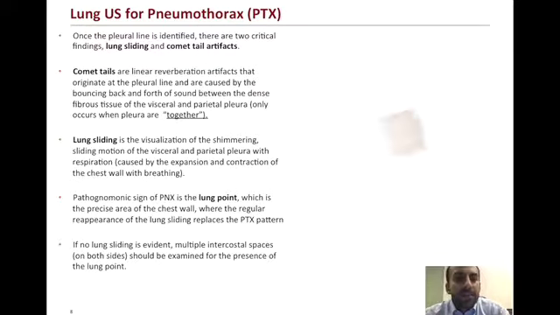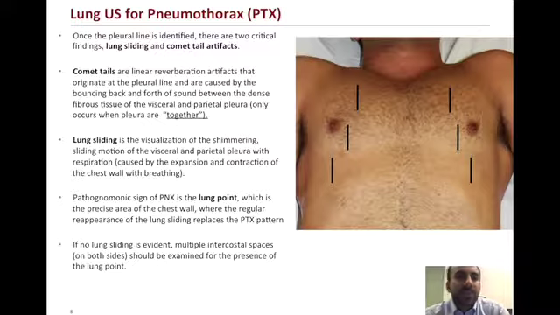It's very important to identify 2 specific strategies when it comes to the evaluation for lung sliding. One, we're looking for comet tails, which are these linear reverberation artifacts that occur at the pleural line and are caused by the bouncing back and forth between the dense fibrous tissue of the visceral and parietal pleura. So when these 2 pleura are together and sliding across each other, they will cause these reverberation artifacts called comet tails. And this shimmering pattern will be demonstrated on the next video clip. Lung sliding again is that actual motion that we're looking for of the visceral pleura sliding across the parietal pleura.